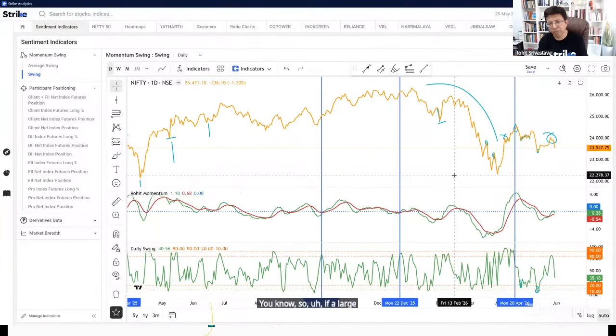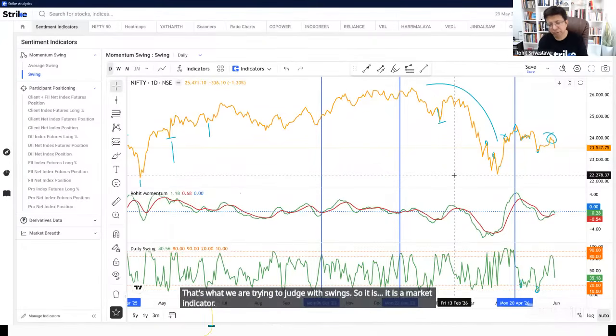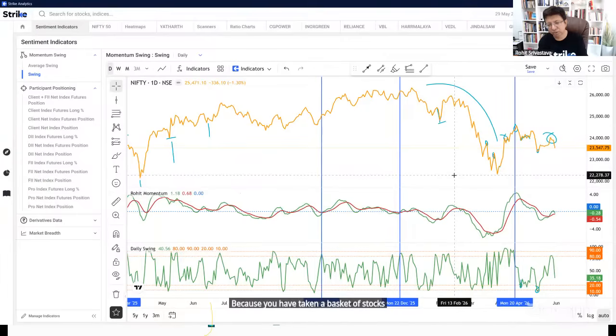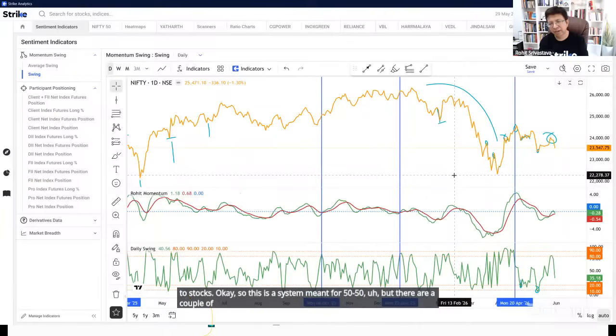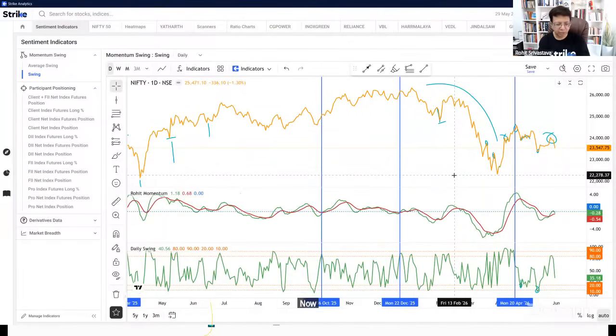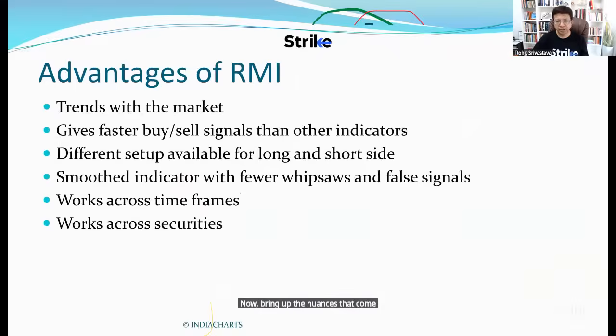If a large part of the market is showing down or up, that's what we are trying to judge with swing. So it is a market indicator, because you have taken a basket of stocks. It is not a stock indicator, and that's why you cannot apply the swing logic to stocks. Okay, so this is a system meant for Nifty 50, but there are a couple of nuances related to options trading that you need to keep in mind. So I'm going to now bring up the nuances that come with options trading.